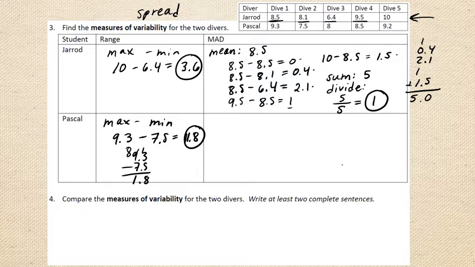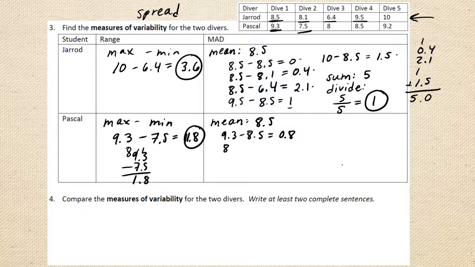And then I'm going to find the mean, or actually the MAD. So go ahead and think about what is the MAD for Pascal. So the mean for Pascal was 8.5, just like for Jared. But now I'm going to think about how close are those exact data values to the mean. So I'm going to start with 9.3 here. So 9.3 minus 8.5, that's a difference of 8/10.